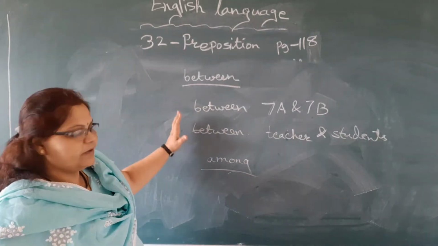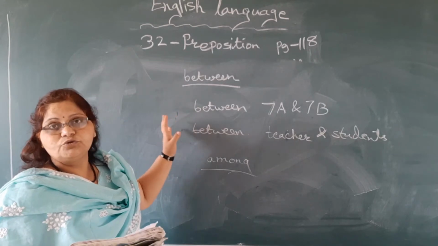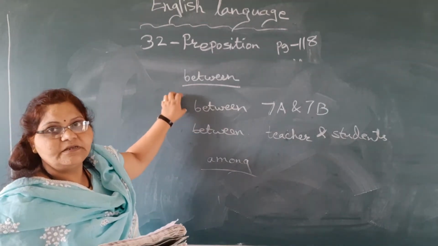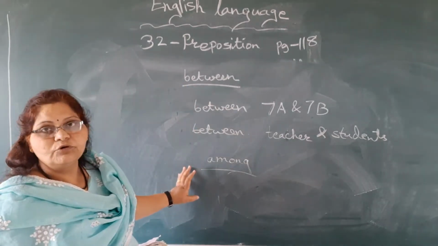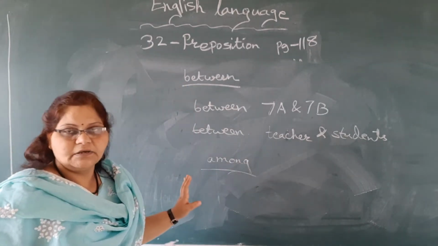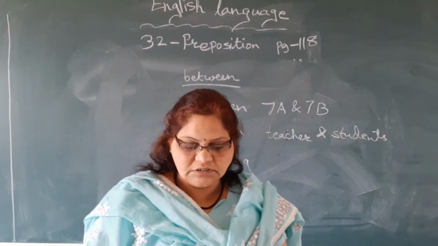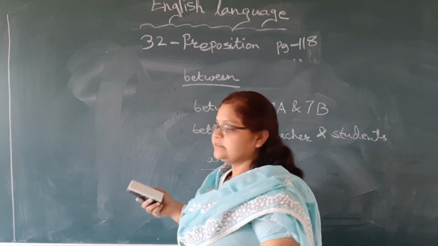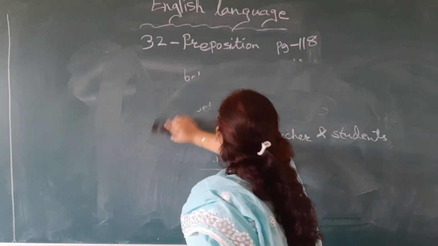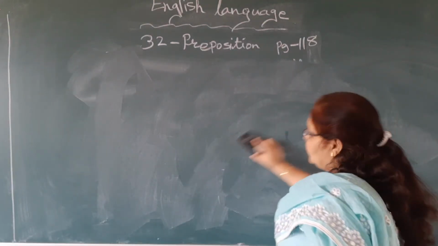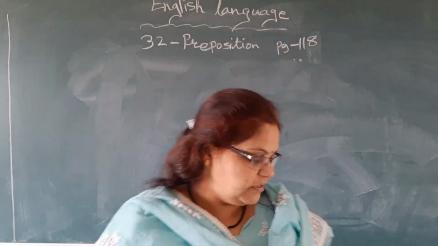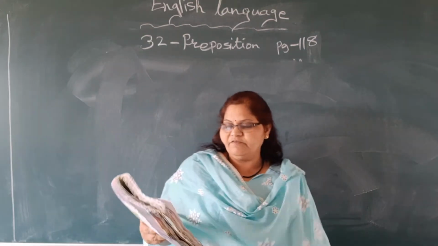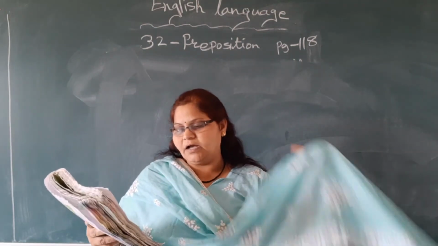With this example, I hope you have understood where we use the prepositions between and among. Between two persons, places or things we use between, and for more than two people or persons we use among. This only you have to remember. The sentences will be more clear to you with the given sentences in exercise number E. We are going to see exercise number E now. Page number 118 only, same page continued. Fill in the blanks with between or among.